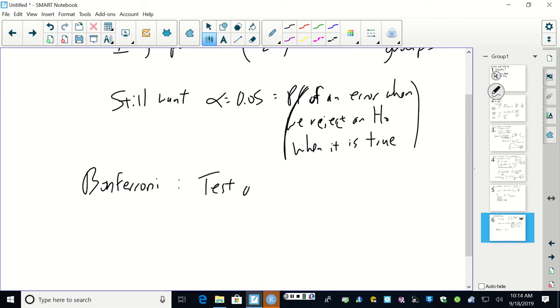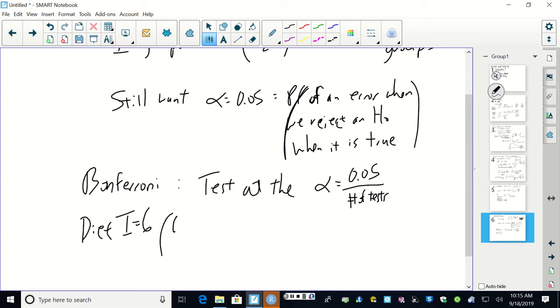Test at alpha equals 0.05 divided by the number of tests you're doing. That is, in the case of the diets, I equals 6, and 6 choose 2 is 15. So in this case, we would reject H0, a difference in means.